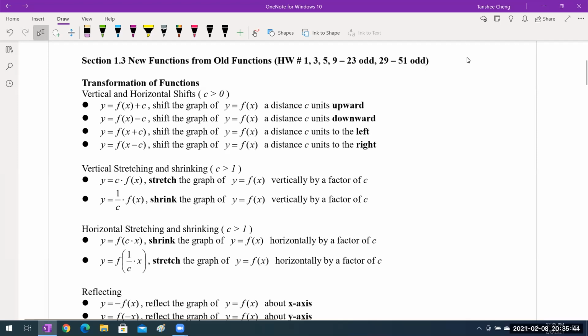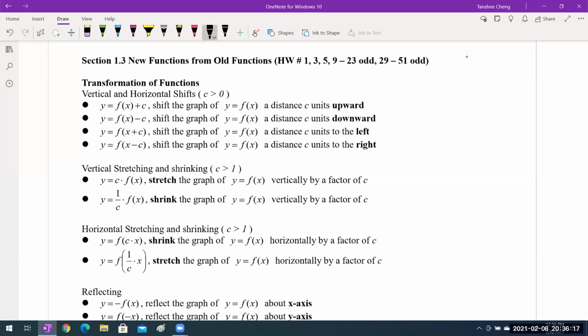So vertical shifting is basically adding or subtracting a constant to a function value. Okay? So that way it will go up or down. Horizontal shifting is adding or subtracting to the input values of a function, because input value is on the x-axis, right? So it's going to go left and right.